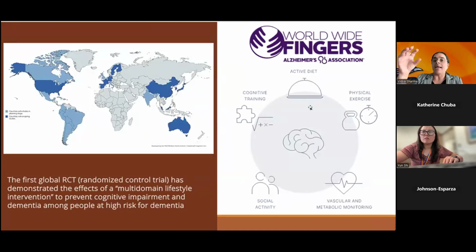But on the right-hand side, you see that it's multi-domain, in the sense that there is focus on diet, there is focus on physical activity, there is focus on vascular and metabolic monitoring. So kind of looking at your blood lipid panels, looking at social activity, and looking at cognitive training. The idea is all of these have to kind of blend in together at the same time.